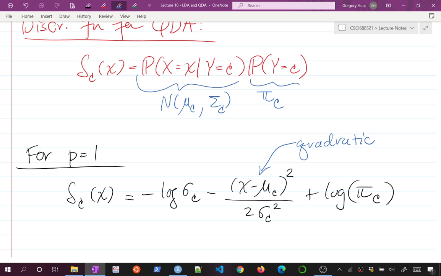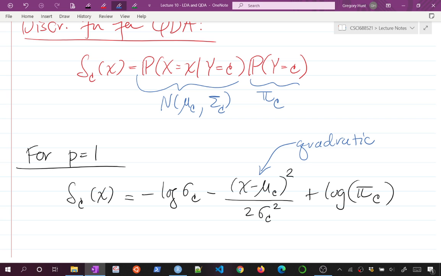And so it turns out that the discriminant functions for QDA depend quadratically on x. Therefore, it's going to be quadratic in x. In a linear classifier, you can call it a quadratic classifier. No one really does, but you could.